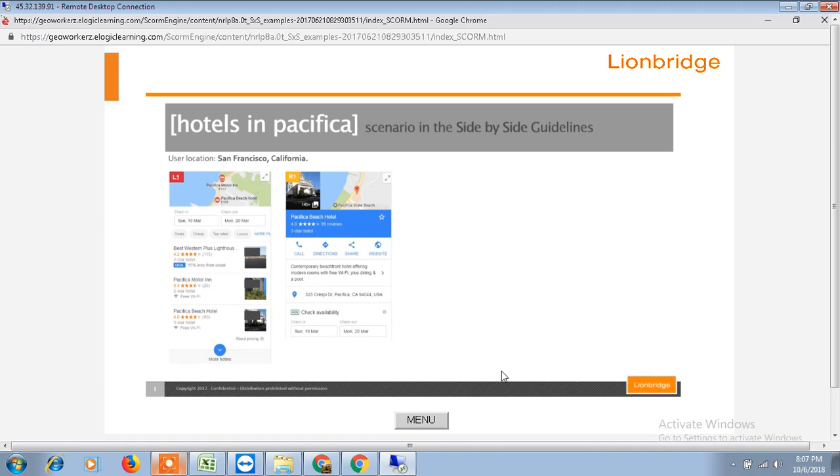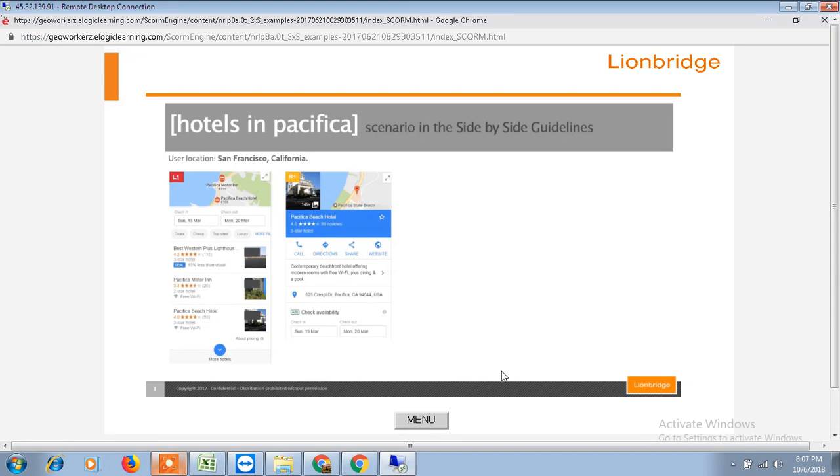Side-by-side rating is where we try to decide which side has the best set of results and why. In the side-by-side guidelines, there's an example for the query Hotels in Pacifica. Let's take a look at it in an effort to understand it a bit better. What is the intent here for a user issuing the query Hotels in Pacifica? The user is looking for information about hotels, plural, located in Pacifica, California.